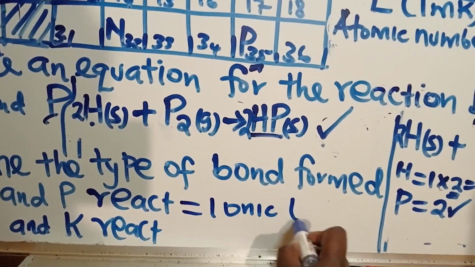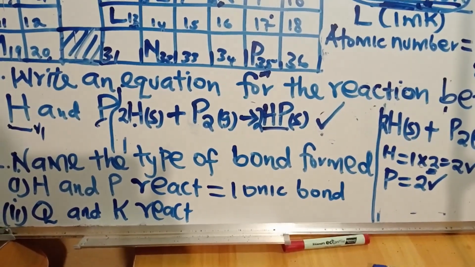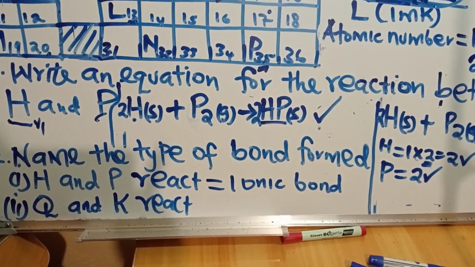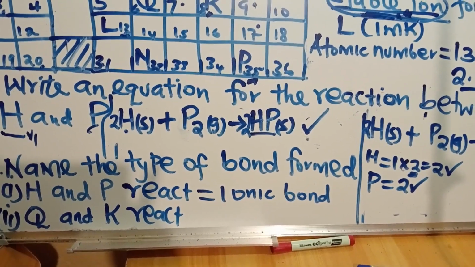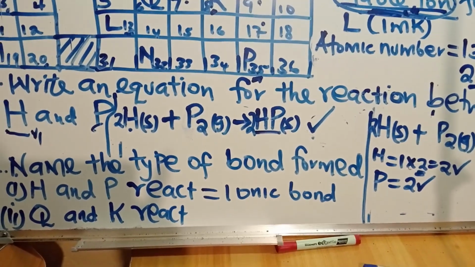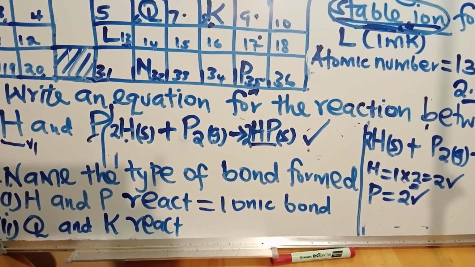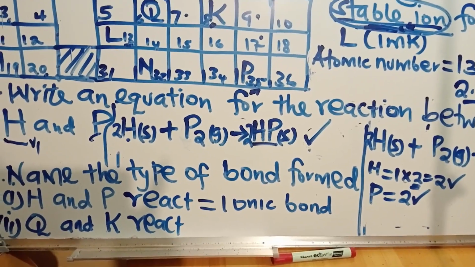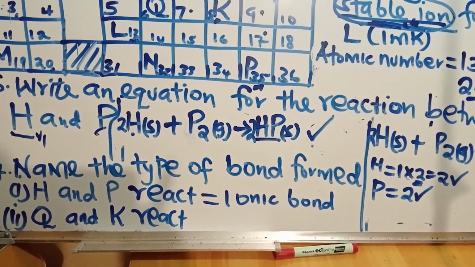Why an ionic bond? It's because H is a metal, P is a non-metal, and ionic bond is that bond that is formed between metals and non-metals, because metals react by losing electrons, while non-metals react by gaining electrons. So the electrons that will have been lost by the metal, in this case the H, are the same electrons that will be gained by P. So there will be transfer of electrons from the metal to the non-metal. So that is ionic bond.